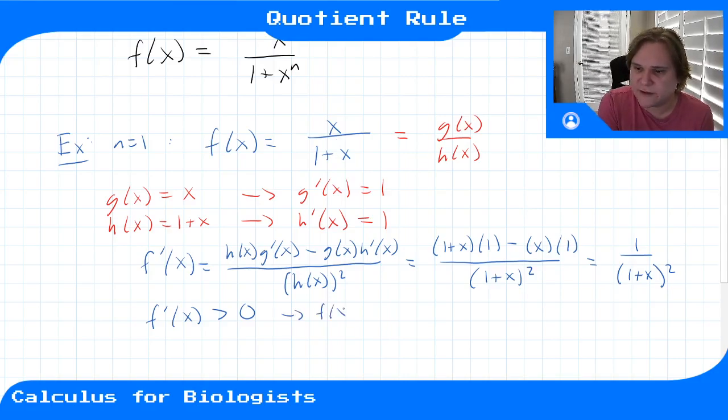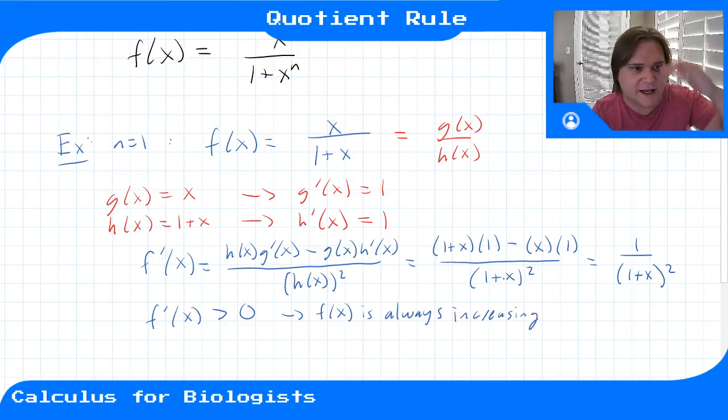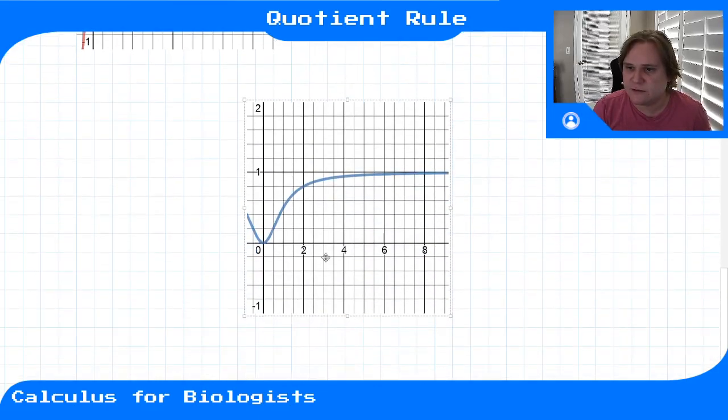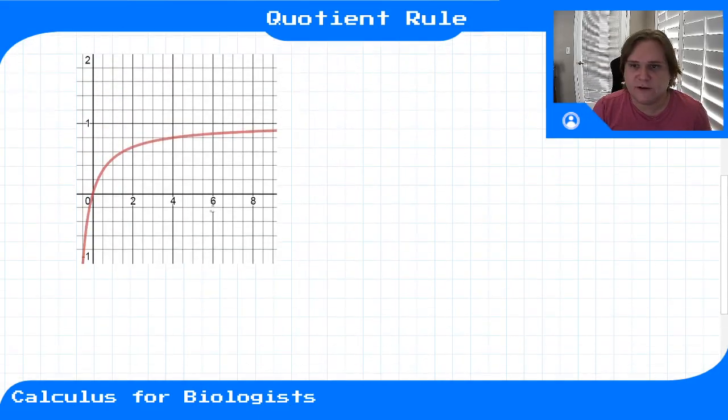So f of x is always increasing, which makes sense because this is what we're modeling: some saturating process that's always increasing up to the saturation point, but never really gets there. Okay, and I'll just move this one. This is not our function, but here is our function, right?